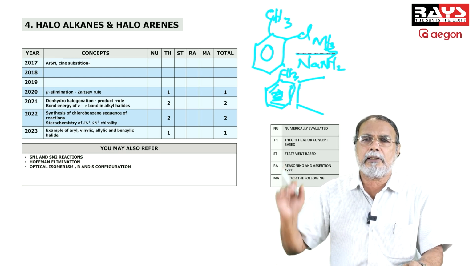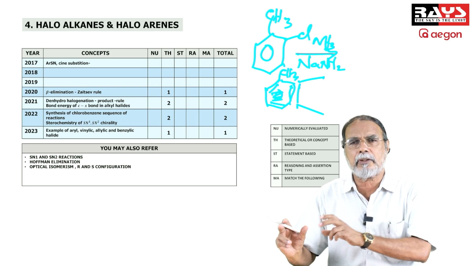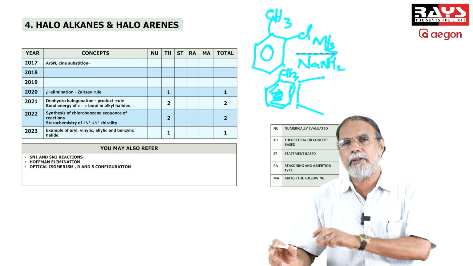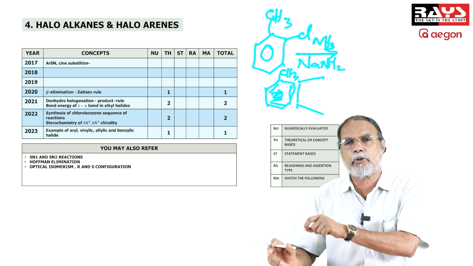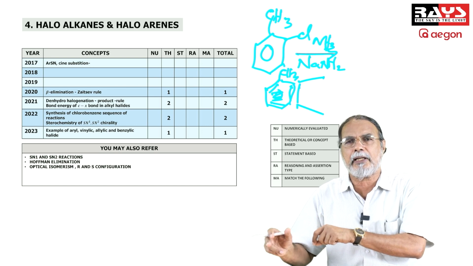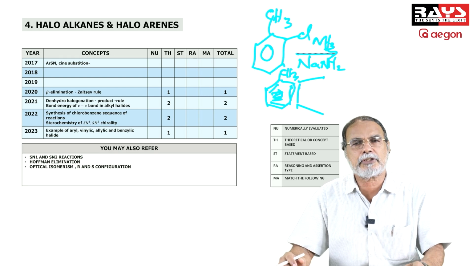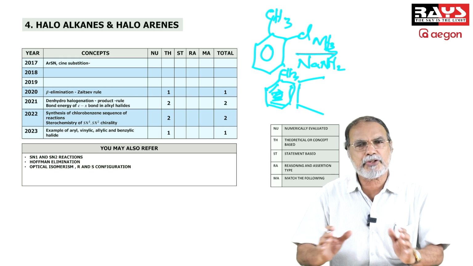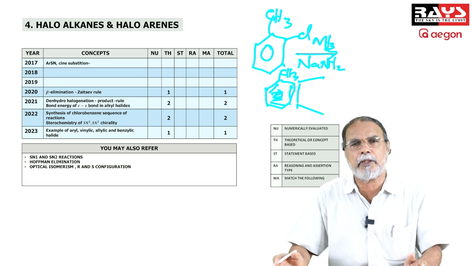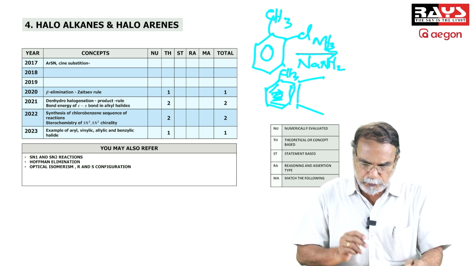And when the leaving group is left out from the molecule, you get a configuration in which the attacking reagent has occupied a position opposite to that of the leaving group. That means there is an inversion in configuration. This is what you call Walden inversion. So such things you have studied. It's very important. Questions may be asked on that. It was asked there in 2022.